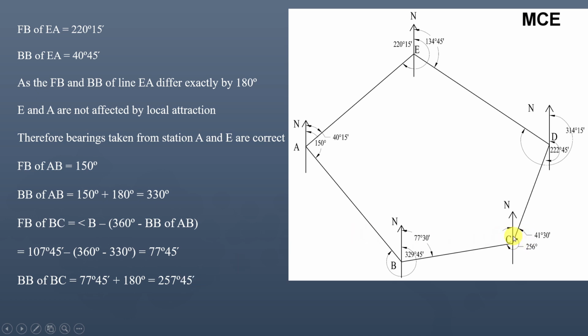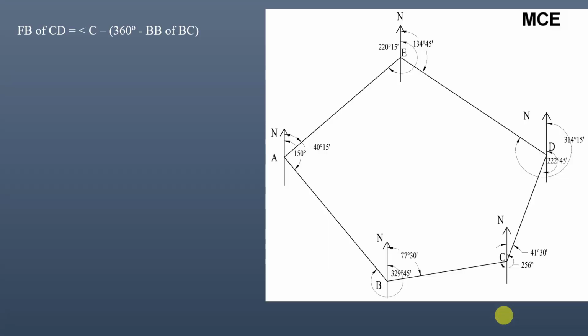You can see the back bearing of line BC in the question is given as 256 degrees. It means there is again local attraction present at station C. Now the fore bearing of line CD will be equal to angle C minus (360 degrees minus actual or correct back bearing of line BC). If you subtract the back bearing of line BC from 360 degrees, you will get this angle, and if you subtract it from angle C, you will get the correct fore bearing of line CD.